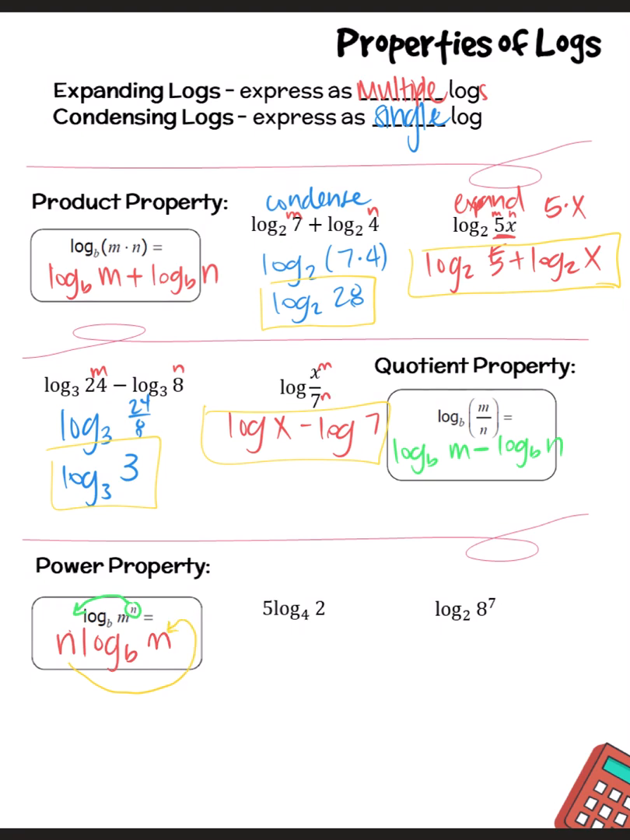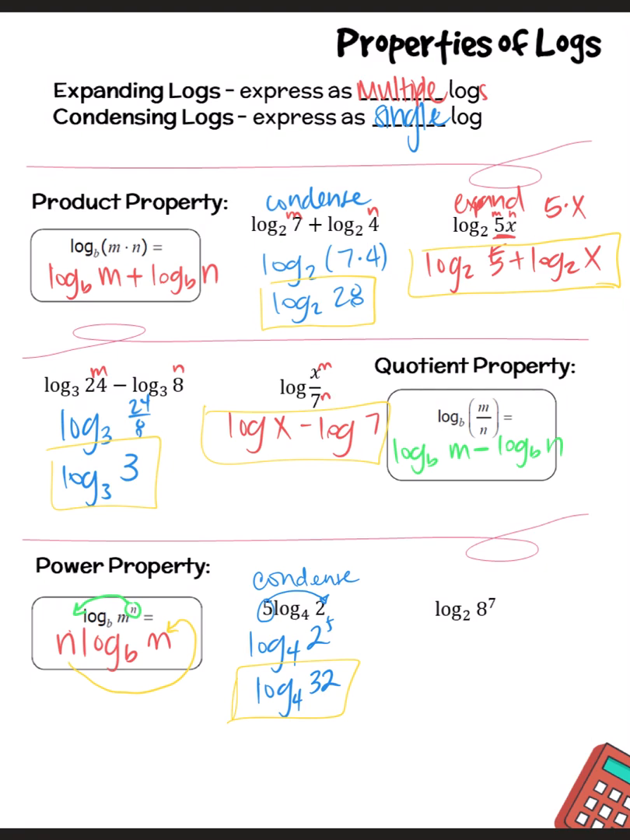If your log looks like this, we are condensing here. So we are going to take this 5 and we are going to raise our 2 to that power. So log base 4 of 2 to the 5th, and log base 4 of, this is 32, ends up being 32. The reason this is called condensing is because it's writing it into one log. There's nothing being multiplied or divided by it or any extra things happening.